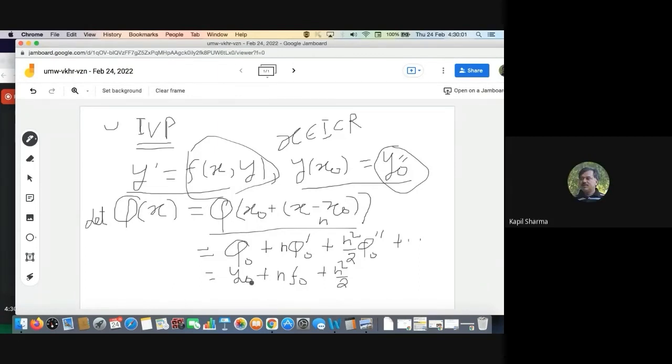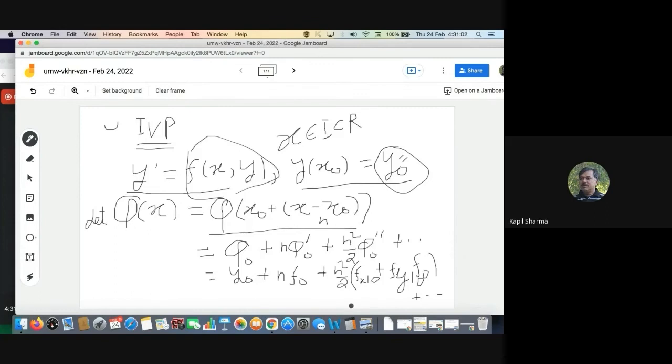So what do we get? We get f_x at x0 plus f_y at x0 into dy by dx, which is f of x naught, so f0. Am I right? So this is also known. So this thing is clear. In that way they must have developed the Taylor series solution.